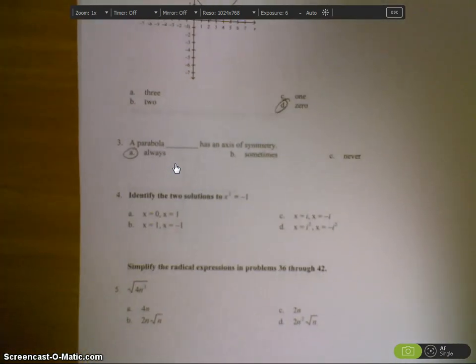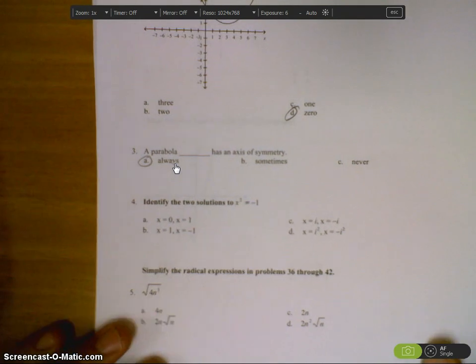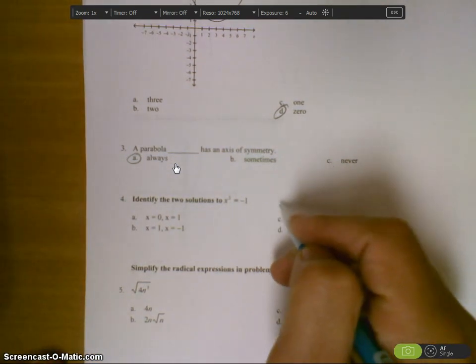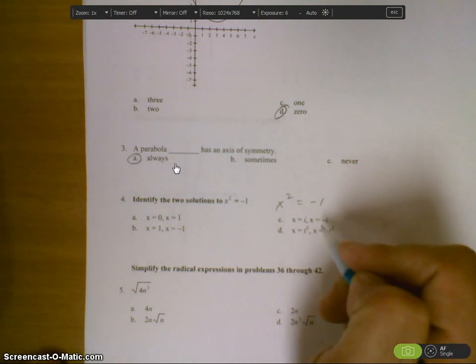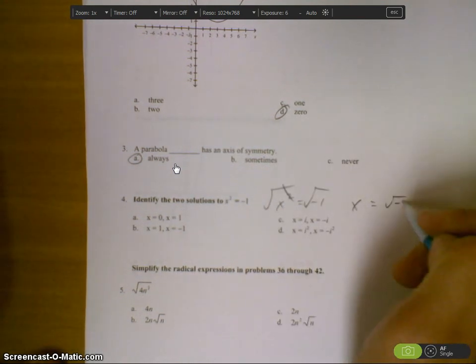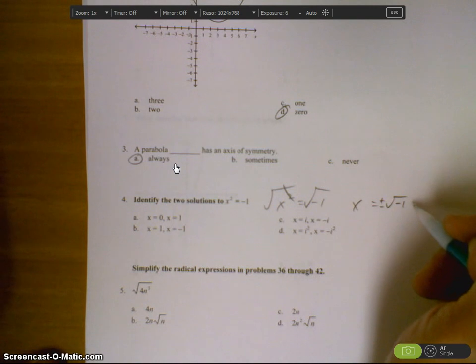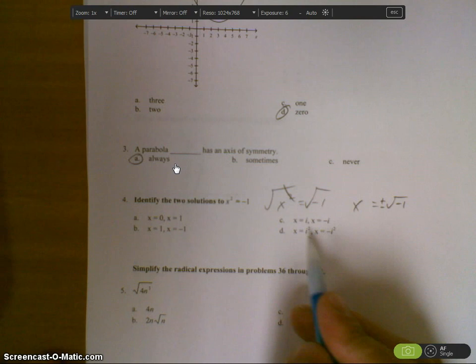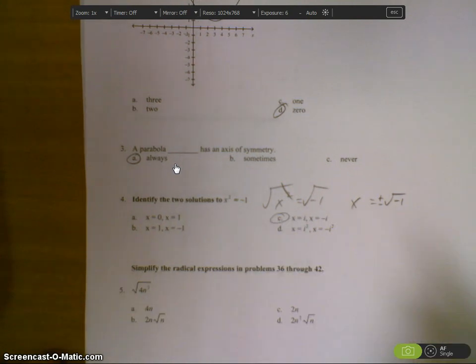All right, here is an imaginary answer. So x squared equals -1. To solve this equation, we went over this in class today. If I square root both sides, I get x equals plus or minus the square root of -1. And we learned today that the square root of -1 is i. So I need plus or minus i, which looks like C is the answer.